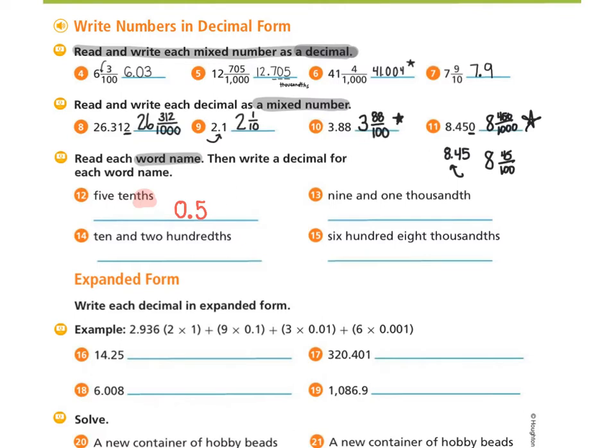Number 14 reads 10 and 2 hundredths. I see my and. Everything on the left side is a whole number, so I've got 10 and 2 hundredths. Do I have any tenths? Nope. Do I have any hundredths? Yep.